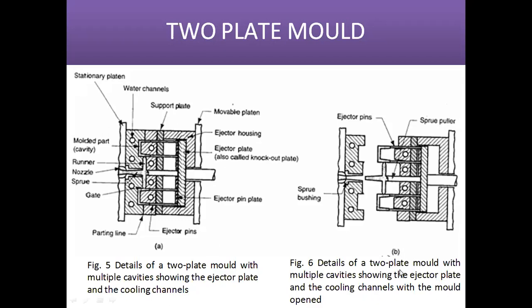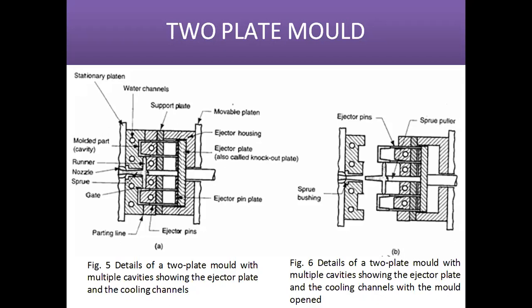Here, the two plate mold with multiple cavities shows the ejector plate and the cooling channel with the mold opened. So this is called a two plate mold system. Basically in the two plate mold system, there are two plates. One plate is the stationary platen, another one is the movable platen, and here the final product will move with the movable platen at the end of the process.